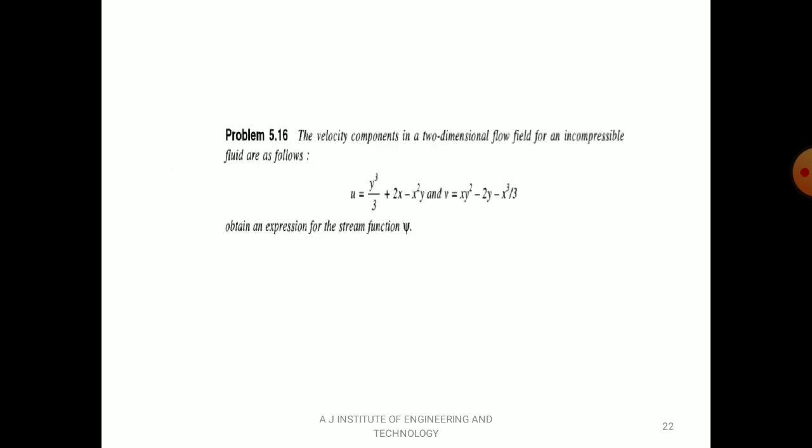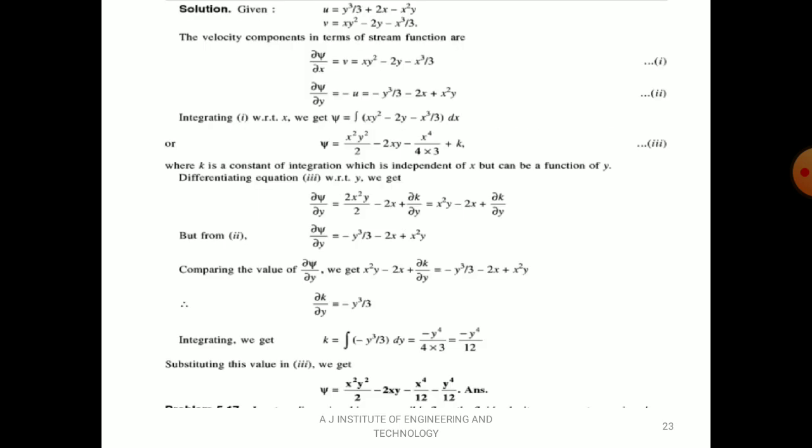Now let us go for the next problem. The velocity components in a two-dimensional flow field for an incompressible fluid are as follows: u equal to y³/3 plus 2x minus x²y, and v equal to xy² minus 2y minus x³/3. Obtain an expression for the stream function ψ. Now, given the content, you can just write down: u equal to y³/3 plus 2x minus x²y, v equal to xy² minus 2y minus x³/3.